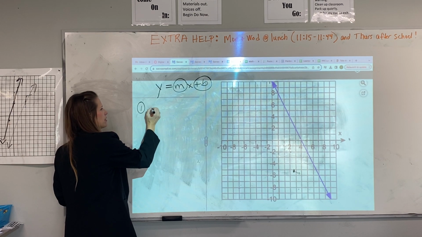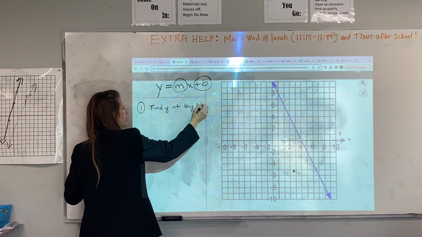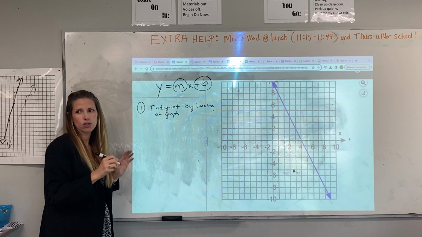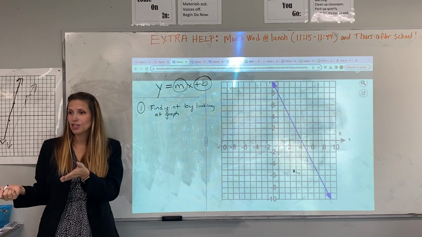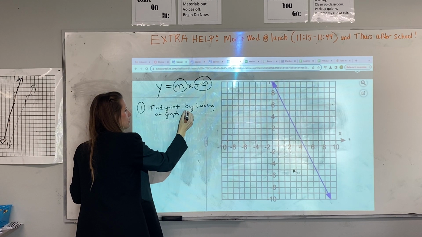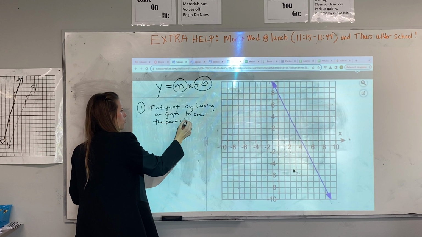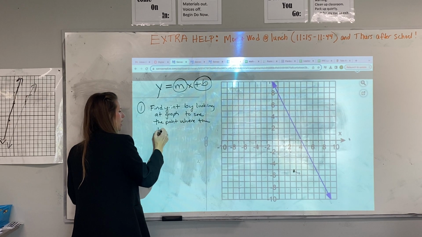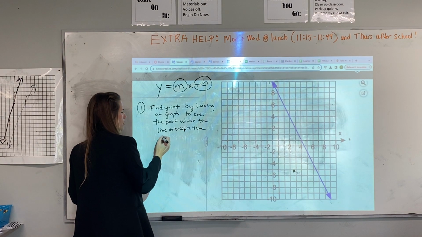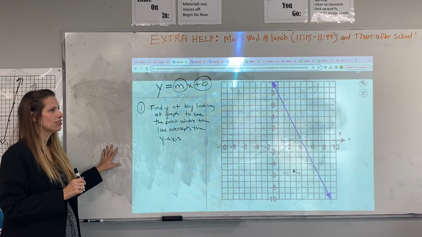Okay? So 1 is find y-intercept by looking at the graph. By the way, I'm writing this so that when they're watching this, they can write this, and when you're watching this, you can write it right now. Find your y-intercept by looking at the graph to see the point where the line intercepts the y-axis. Does anybody see where my line intercepts the y-axis?